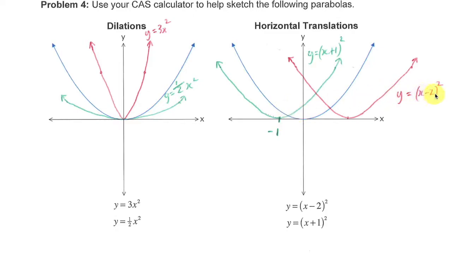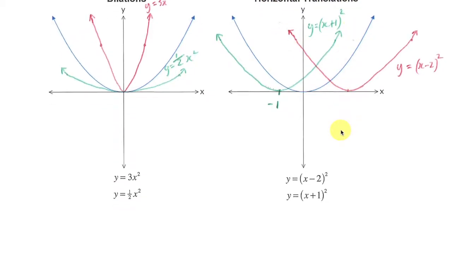Same thing happens here. X minus 2 all squared. I'll take the x minus 2, make it equal to 0, solve for x to get x equals +2. That will indicate that I take the original graph and move it 2 units in the positive direction. So that's dealing with horizontal translations.